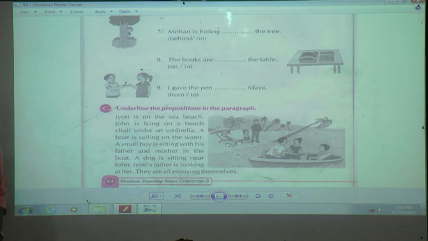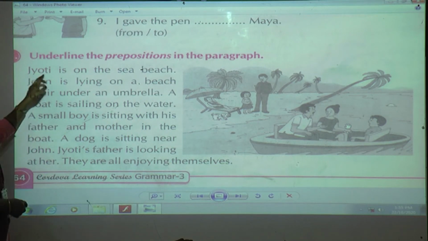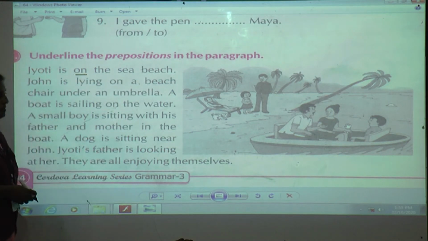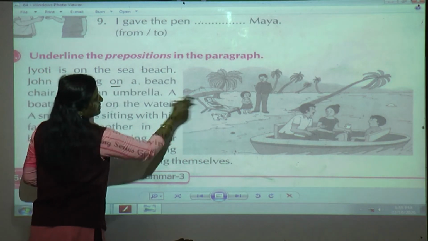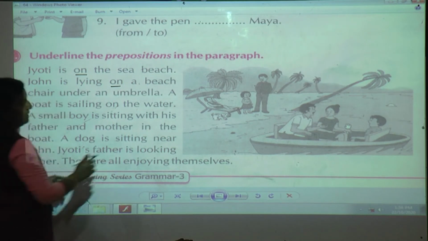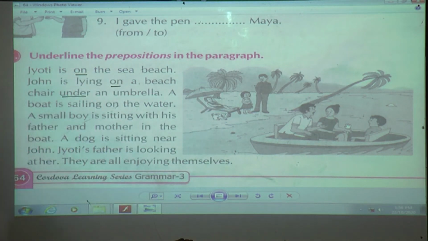Now, can you see? I'll just first read. Jyoti is on the sea beach. I'll read one sentence and according to that we will underline the preposition. Jyoti is on the sea beach. So on is preposition. John is lying on a beach. You can see here John. On a beach chair under an umbrella. So under an umbrella, who is there? Yes, John.